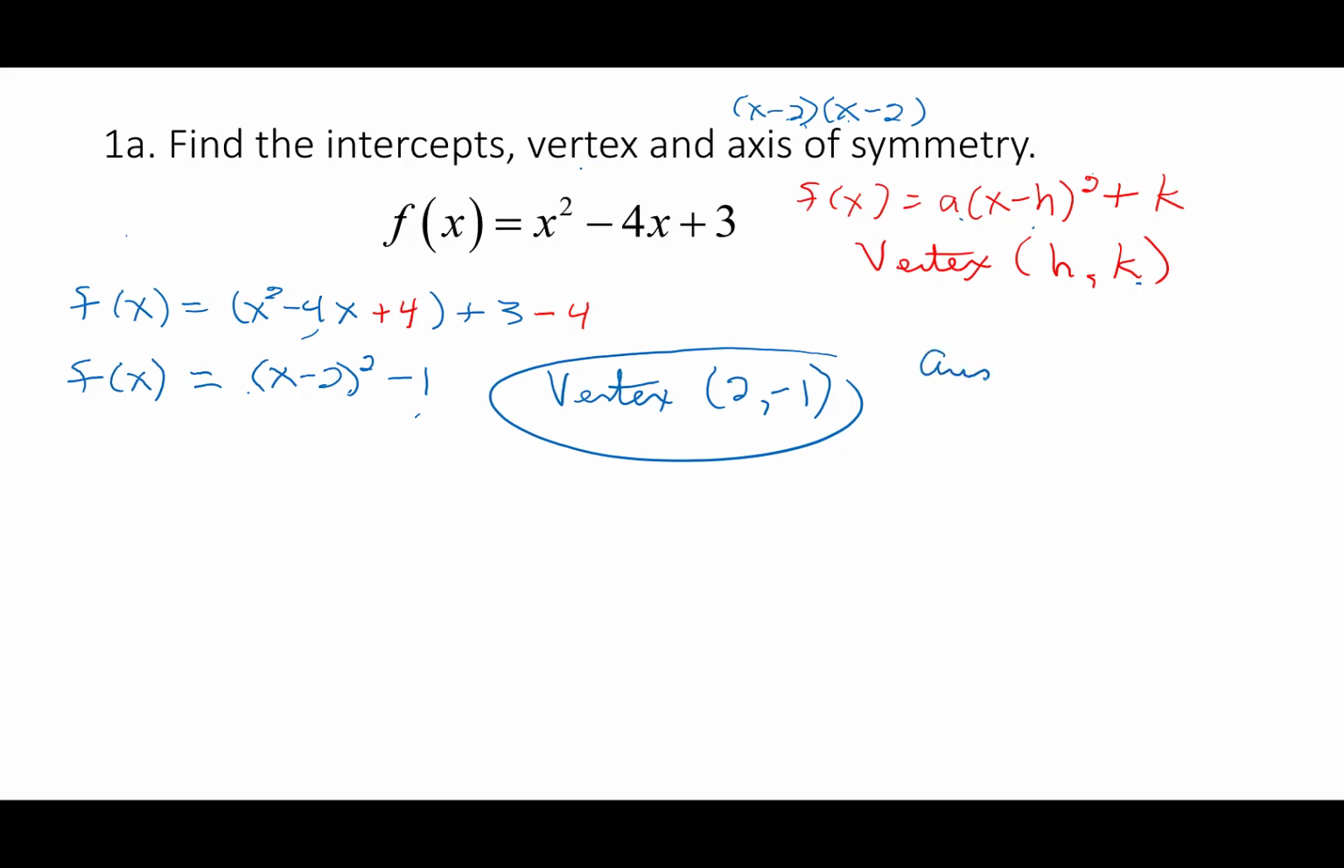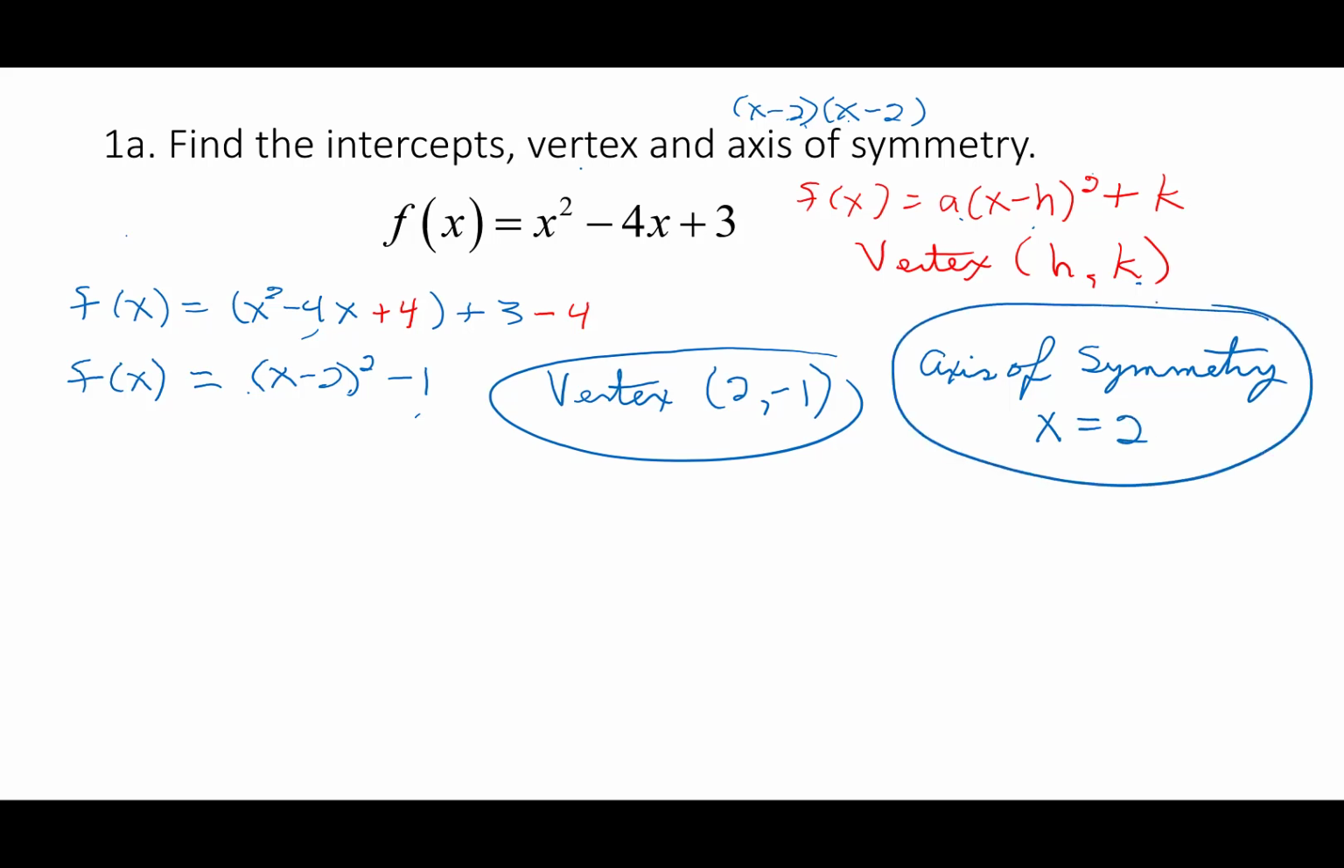For the axis of symmetry, all we do is look at the x coordinate of the vertex, and the axis of symmetry is a line. It's going to be the line x equals 2. We'll put this on a graph in just a minute, so this will make more sense. And then the other thing we're asked to find here is the intercepts. For the intercepts, we have x-intercepts and y-intercepts. Let's start with the x-intercepts.